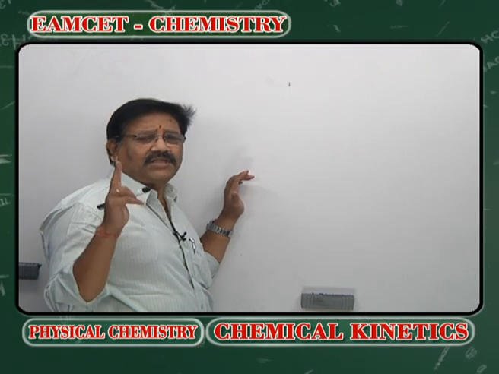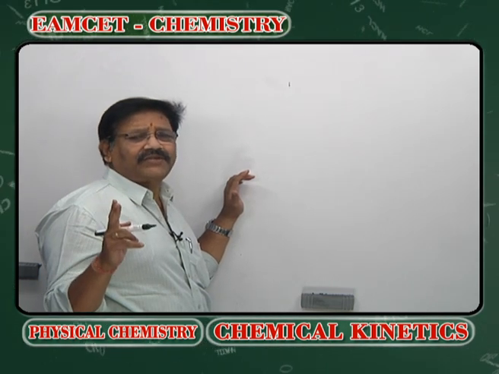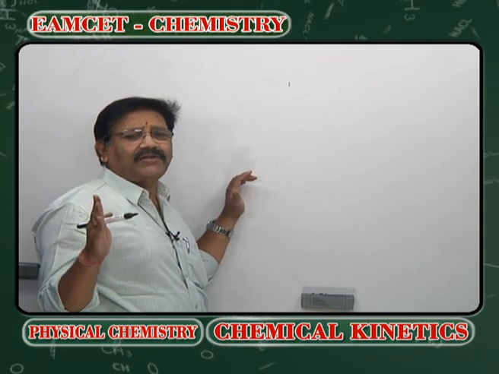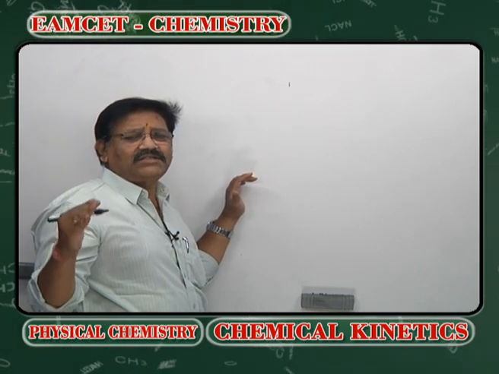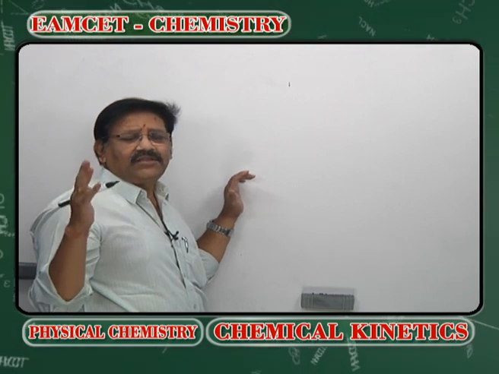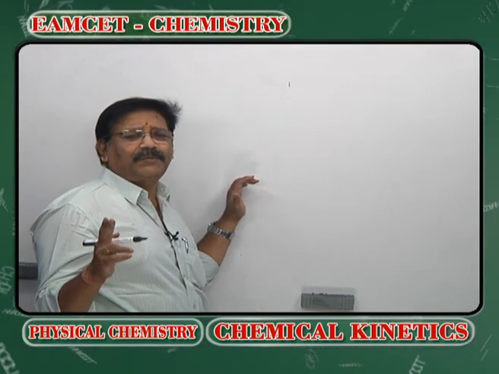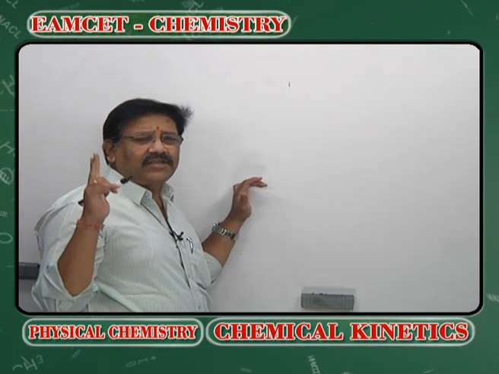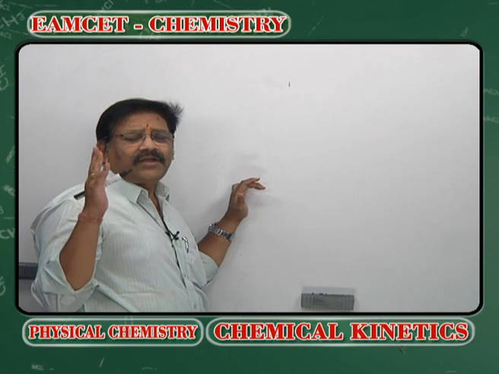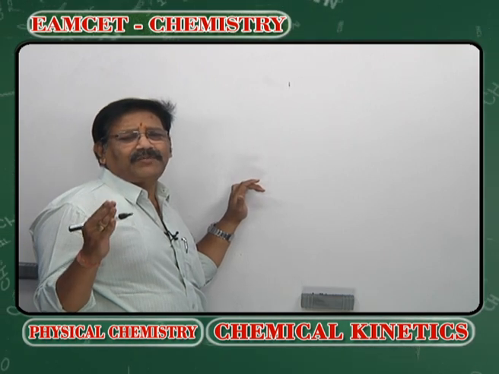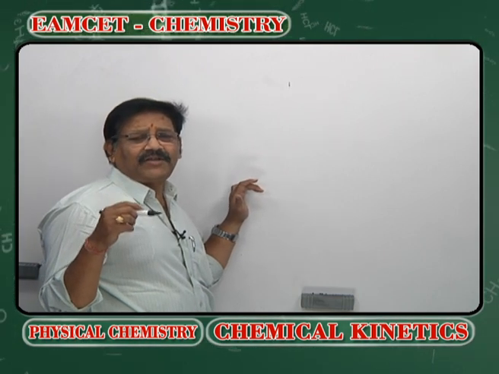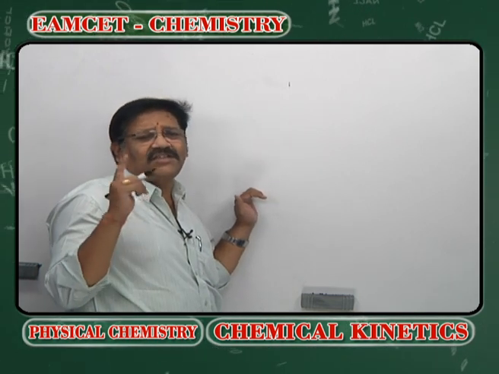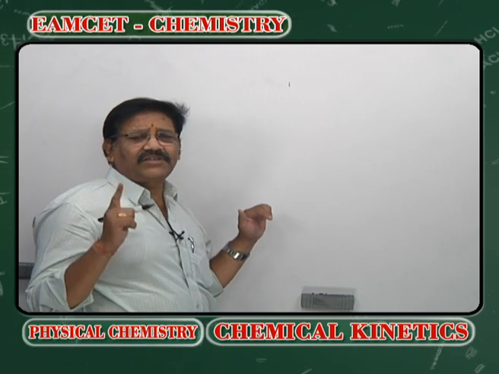Based on energy, there are two types of molecules. One is activated molecules, the other one is normal molecules. What do you mean by activated molecules? Those whose energy is equal to threshold energy, their collisions are effective. What do you mean by normal molecules? Those whose energy is less than threshold energy, their collisions are ineffective. Normal molecules become activated molecules by gaining additional energy. That additional energy is known as activation energy.